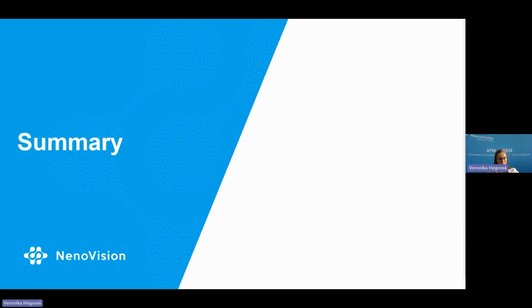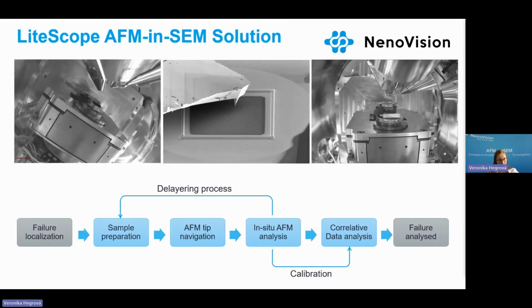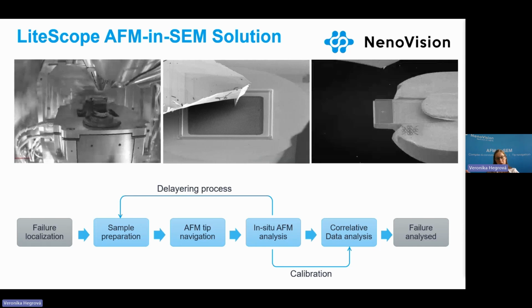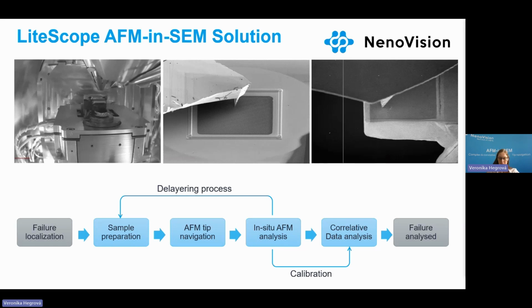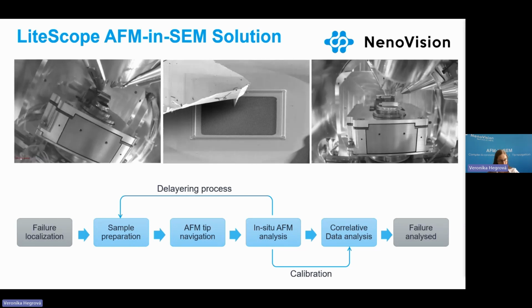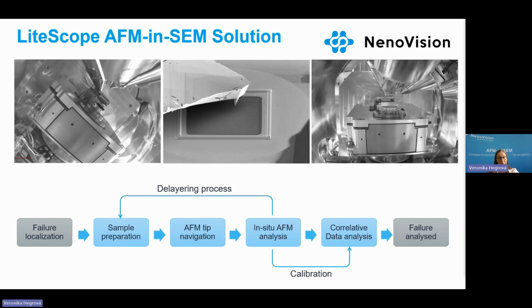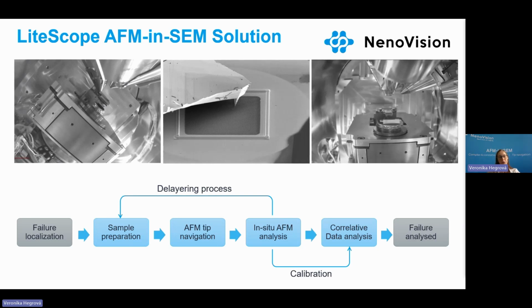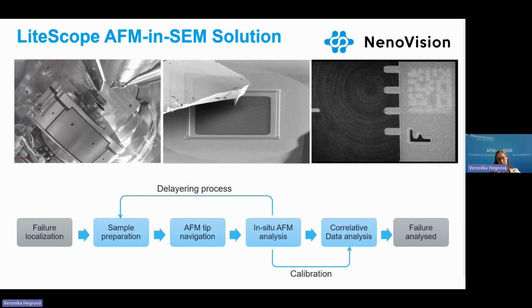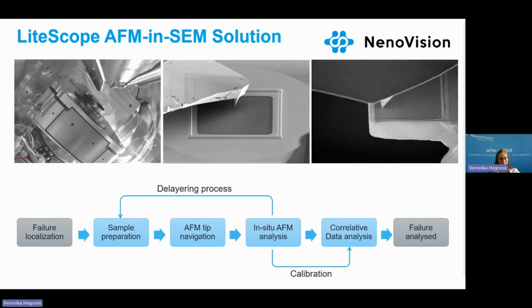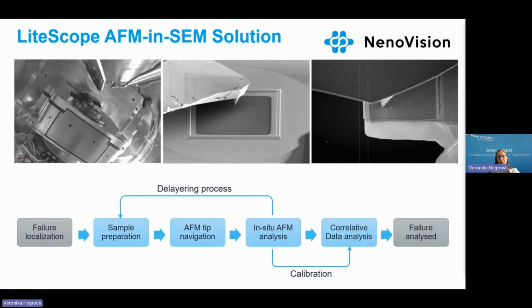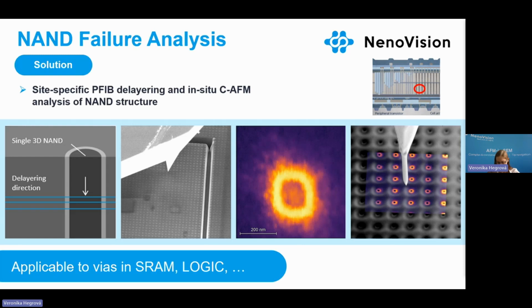To summarize what we've seen in the webinar, we introduced the AFM-in-SEM with LiteScope, a solution which can greatly help in site-specific failure analysis, as we can measure electrical properties in situ inside the SEM chamber. We can directly merge the sample preparation and the analysis, correlate it together, and thanks to that, we reduce the time and costs per analysis. We've shown the solution on two examples.